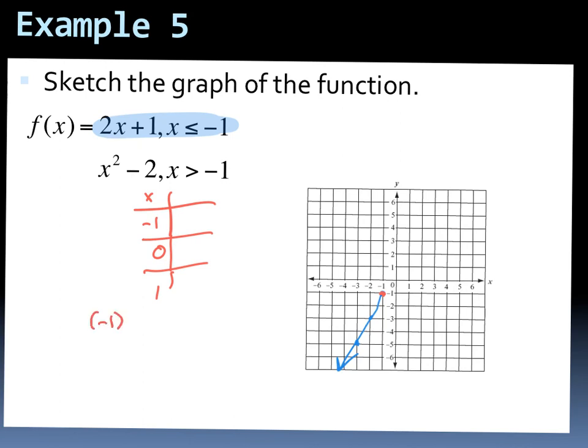Negative 1 squared minus 2 is 1 minus 2, which is negative 1. 0 squared minus 2 is negative 2. And then 1 squared minus 2 is negative 1. So now I know that this is an open dot because it's not an or equal to. So negative 1, 1 for this part has my open dot. Those still overlap. 0, negative 2, and 1, negative 1. I know I'm moving up in this direction, and I know it's going to be a parabola, so it's going to have that curve.